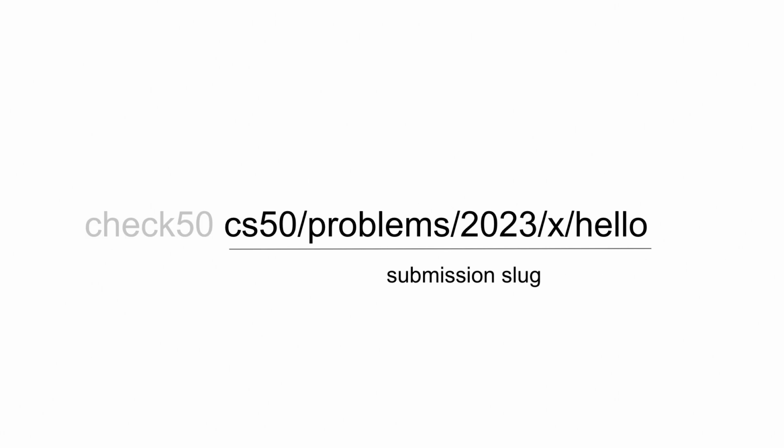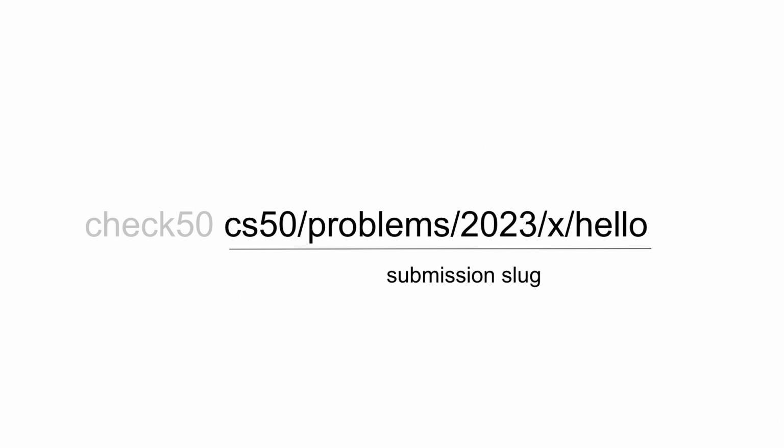It always begins with check50, and then there's a thing called a submission slug. So we call it a slug. You can think of it as a unique identifier to a particular problem set. So for example, this slug represents the hello problem set for 2023 CS50's courses.